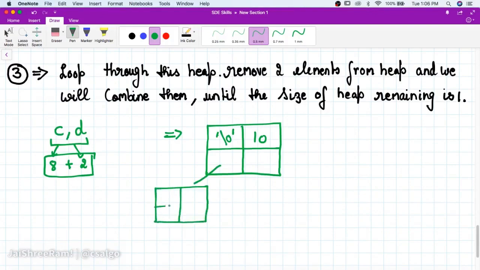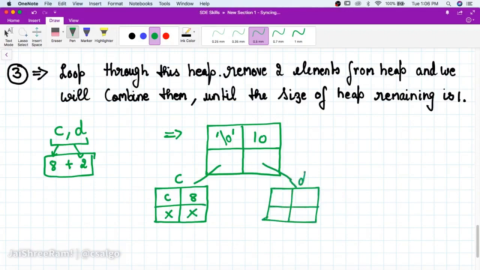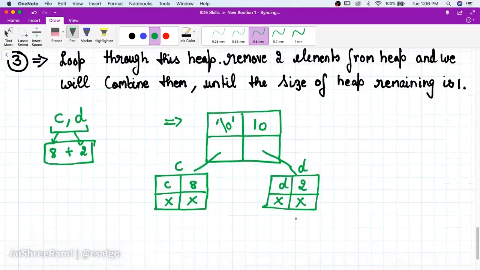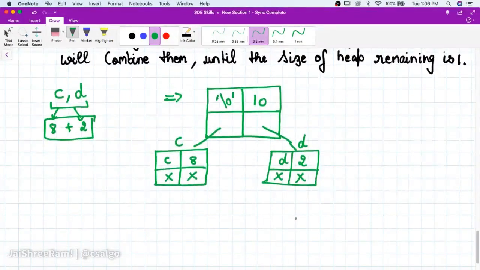So this new node's left will contain the C node. Its data was C, its cost was 8, and its left was null and its right was null. Similarly, on its right it will have node D, its character is D, its cost is 2, its left is null, its right is null. So this is how this new node is formed.